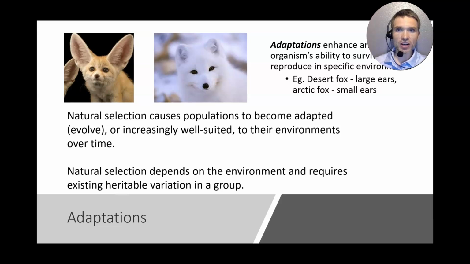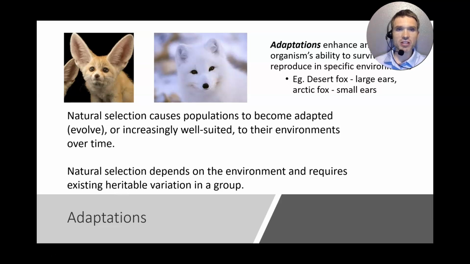Now it's the environment that chooses the individuals that have the large ears in the desert, because those large ears allow the desert fox to cool down in that hot sun. They almost act like a radiator on your car. Now our Arctic fox can't have those large ears, otherwise he'd get frostbitten. So the environment has selected for those short stubby ears on the Arctic fox.